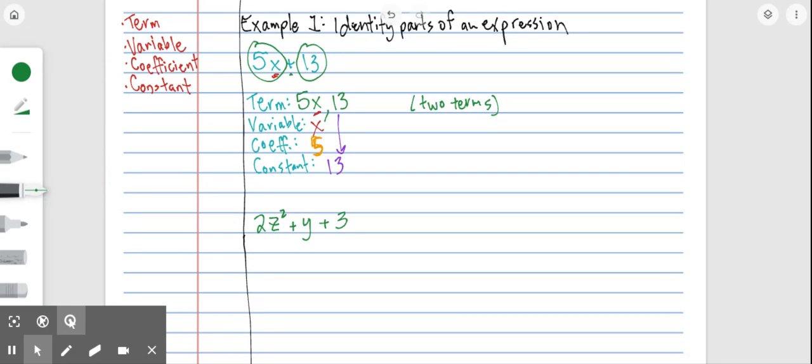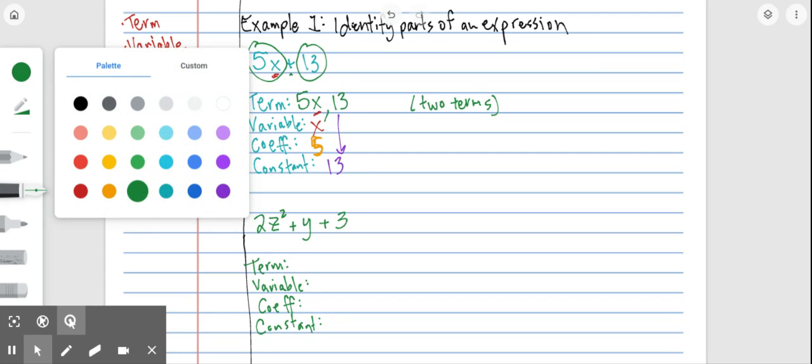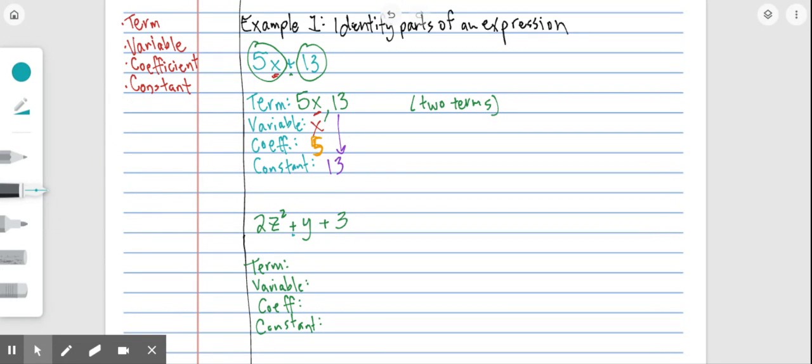Okay, we're going to try 2z squared plus y plus 3. So again, I want to know what the terms are, what the variables are, coefficients, and constant. All right, starting with terms, I'm looking for each of the pieces without the addition sign. So here's an addition sign. To the left of the addition sign, I see 2z squared. So I'm going to write 2z squared. That is one term. All right, to the right of that first addition sign, I see the letter y. So y is a second term. And then I've got another addition sign, and to the right of that addition sign, I have the number 3. So 3 is a third term. So there are 3 terms in this one.